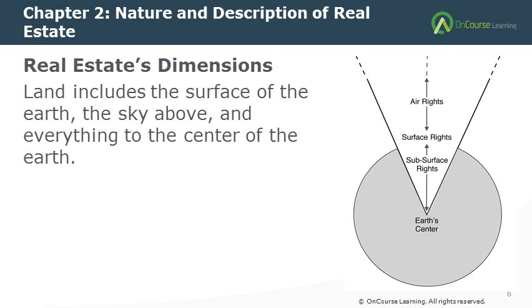So land includes obviously the surface of the earth, but it also includes upward, the sky above the surface. Those are known as air rights. Air rights are upward to infinity. That upper limit is a little fuzzy. It really isn't clearly defined. But theoretically, there is no limit to air rights.